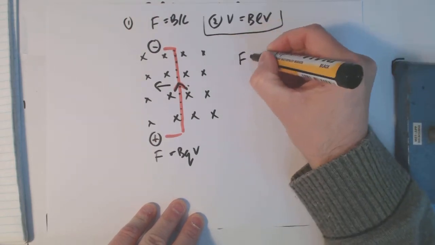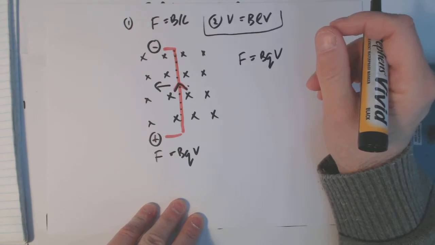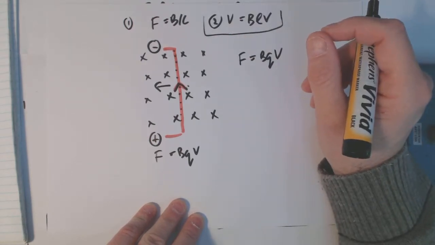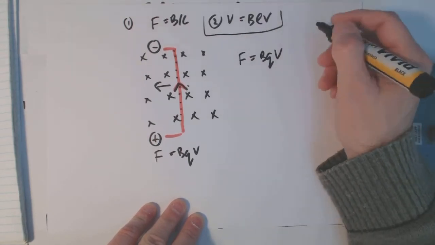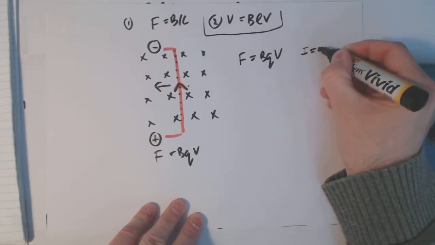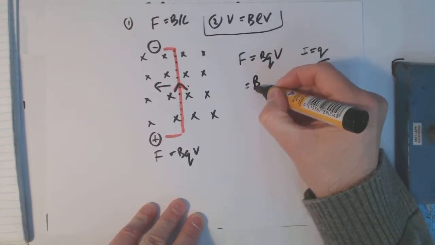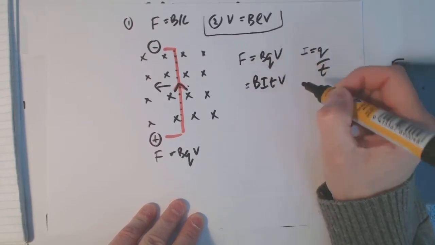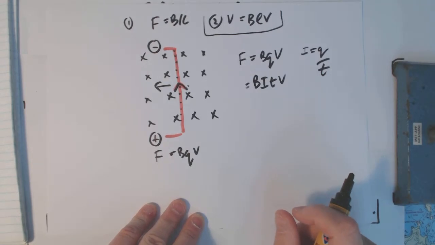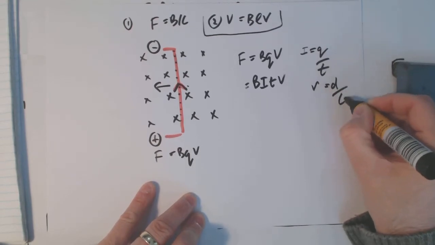Well, F equals BQV. We've got that. That's a starting point. Often the way you figure out stuff is you try and do some substitutions. Let's think of some things. What's got Q in it? Well, I equals Q over T. So we could say Q equals IT, V. Look, we've already got that. Can we do any more substitutions? Well, velocity equals distance over time.